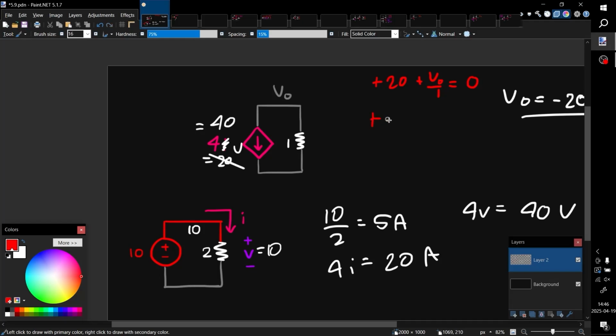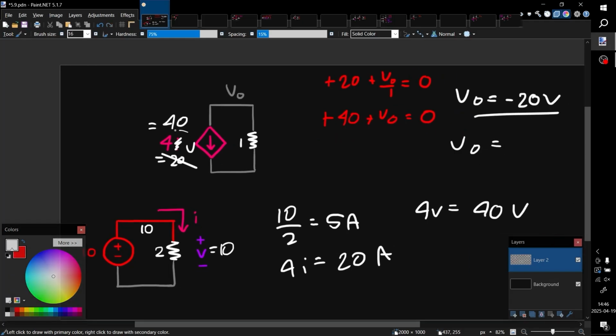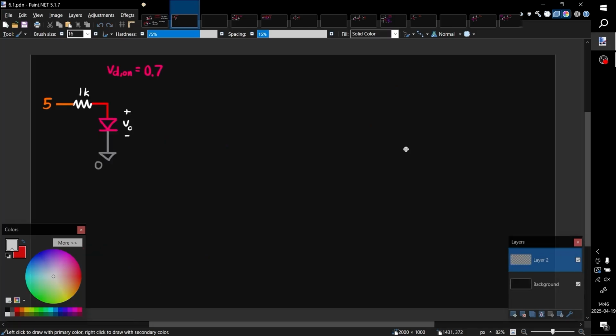And when I do a nodal analysis again, it's going to imply that VO, when we are depending on the voltage instead, is going to be negative 40 volts, right? So that's about it for the dependent current source review. Beginning Unit 2, it's going to start with diode analysis.